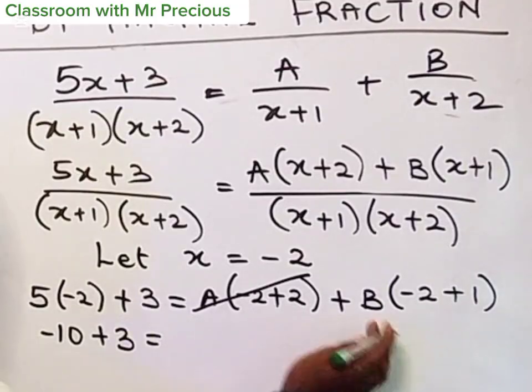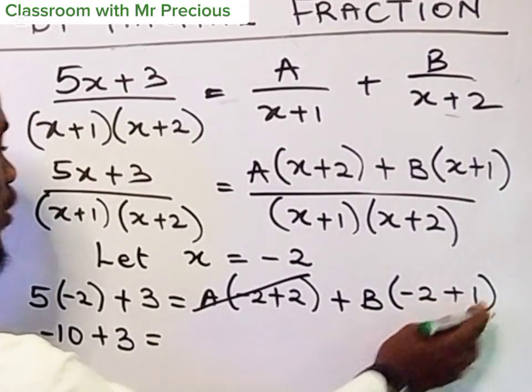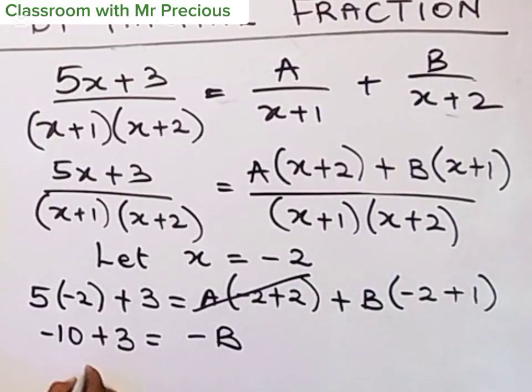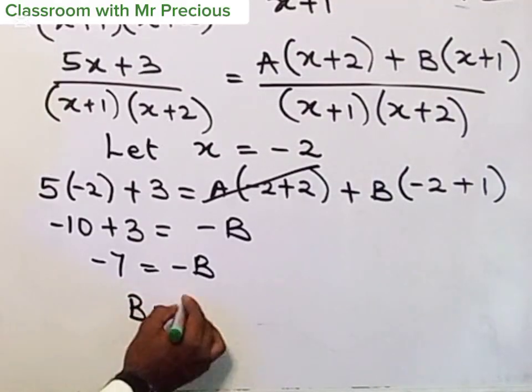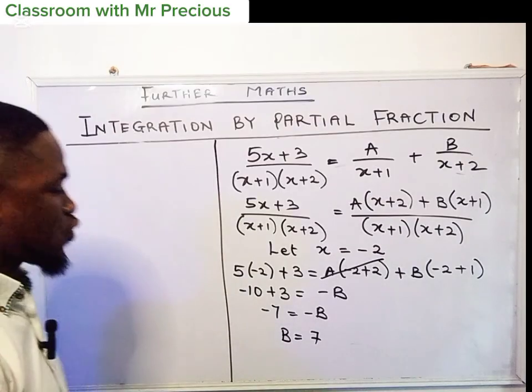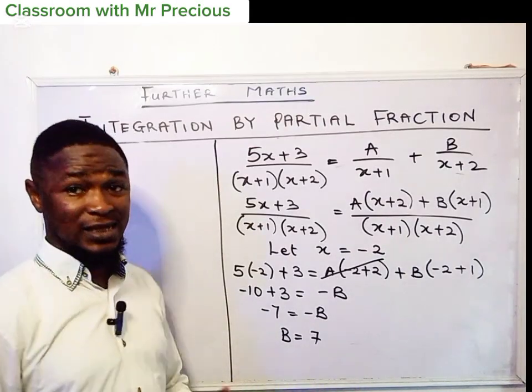So this A will go. We are left with only B here. So minus 2 plus 1 is minus 1. So this will give me minus B. So we can see that here we have minus 7 equals minus B, making B equal to 7. So we have gotten our B easily.